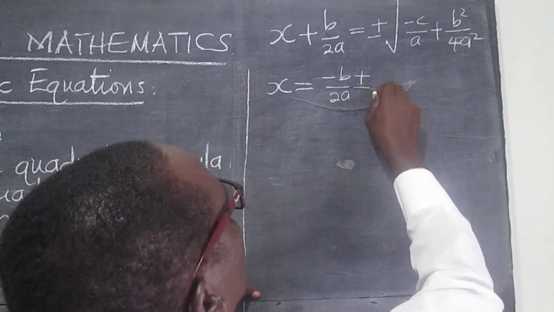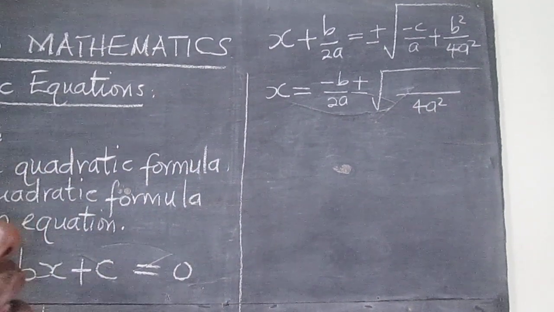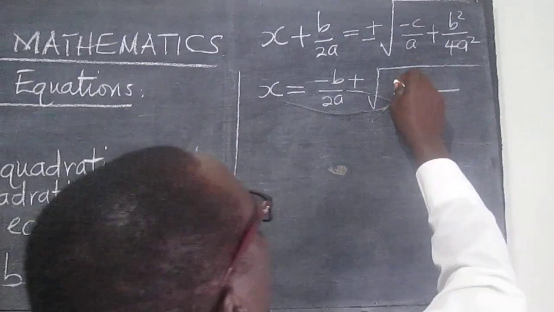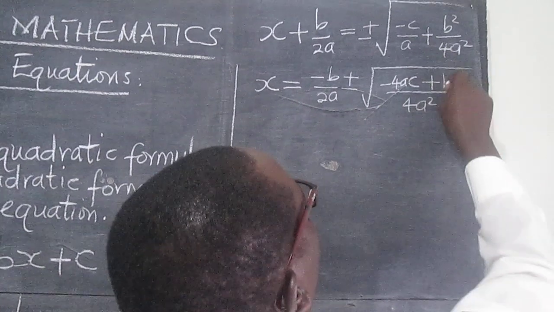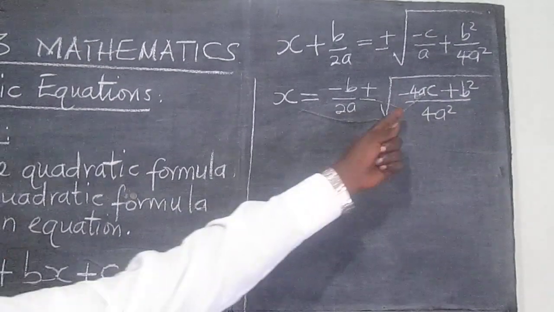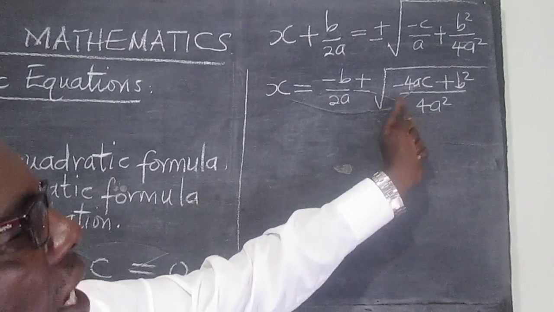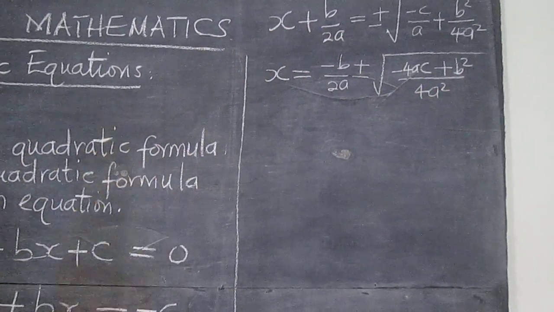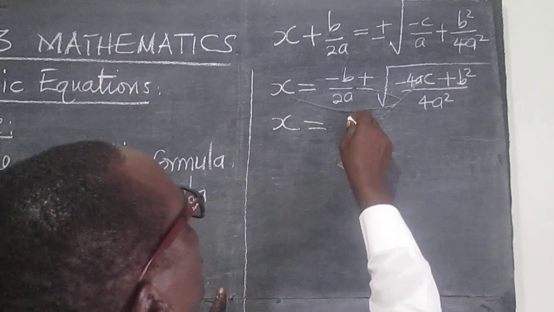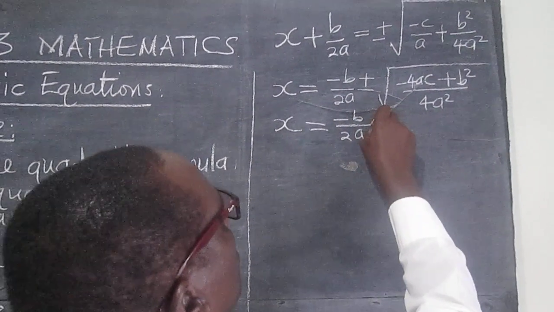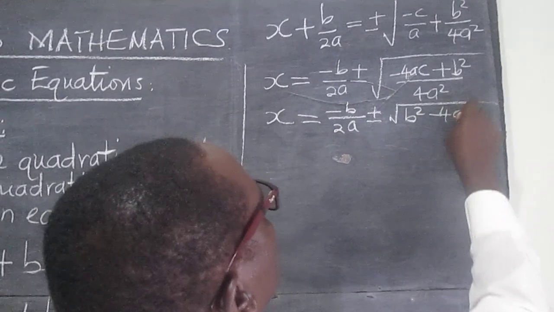plus or minus the square root of, now the LCM will be 4a squared, and then when we divide this we'll get minus 4ac plus b squared. Looking at this part, we see the lower part is also a perfect square, which means we can remove the square root sign under this division sign, so that we get the final formula as x equal to minus b over 2a plus or minus the square root of b squared minus 4ac over 2a.